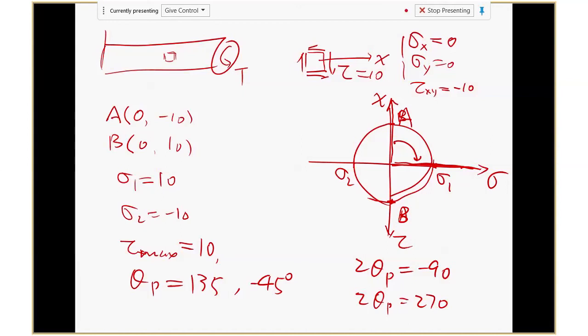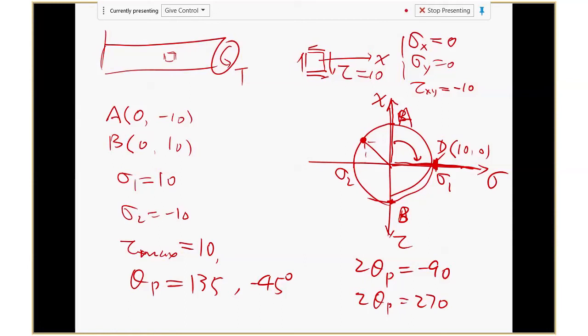Can you repeat why sigma 1 is 10 instead of 5? Okay. Why sigma 1 is 10? Where is the sigma 1? It's this point, right? What's the coordinate of this point? Let's call this point D. The coordinate of this point is 10, 0. So that's why sigma 1 is 10. It's the coordinate there. For example, here, the coordinate is the stress in this direction. So this will give you the sigma value, and this will give you the tau value for any direction, any theta.